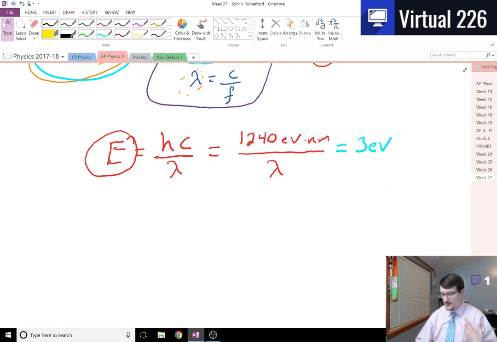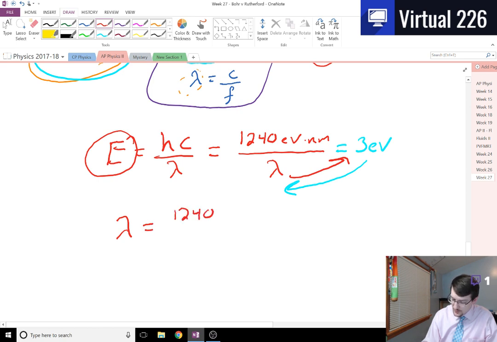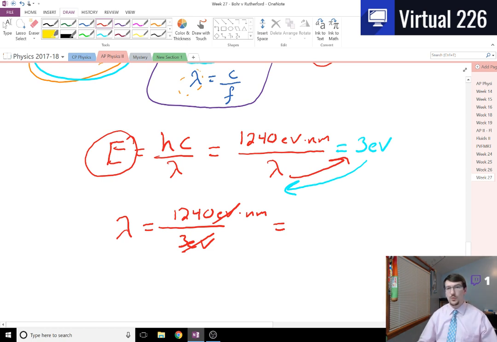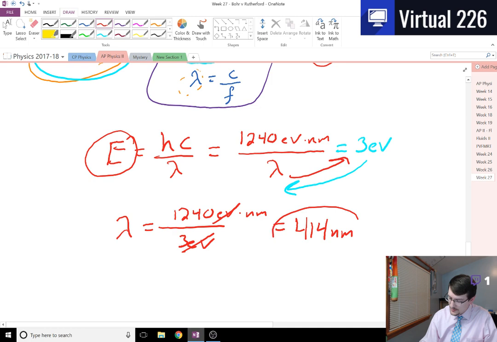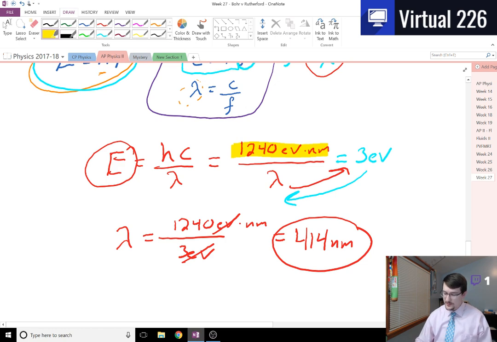And if that's the case, this becomes pretty quick. We can bring the lambda up. We can bring the 3 electron volts underneath by dividing. And we can say that lambda, or the wavelength of this light, is going to be 1240 eV nanometers divided by 3 eV. Our eVs go away. We have nanometers, which is what we normally want light to be in anyways. And 1240 divided by 3 gives us something around 413, 414, whatever you really like there, nanometers.